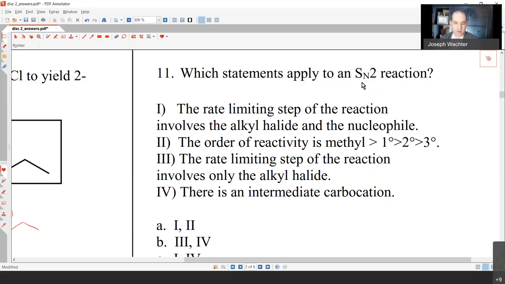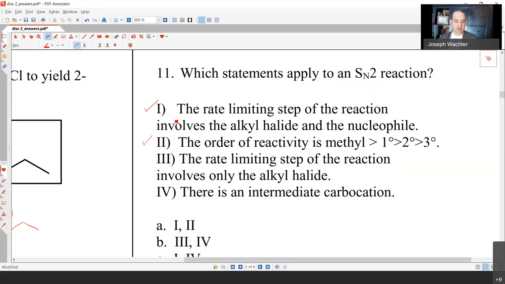So let's go back and think about the SN2 mechanism here. The mechanism is that the nucleophile and the electrophile come together at the same time. So the rate depends on both of them. So that makes one true. Two, that is also true because of steric hindrance. So the more crowded the substrate is, the more crowded the halide is, the slower the SN2 reaction will be.